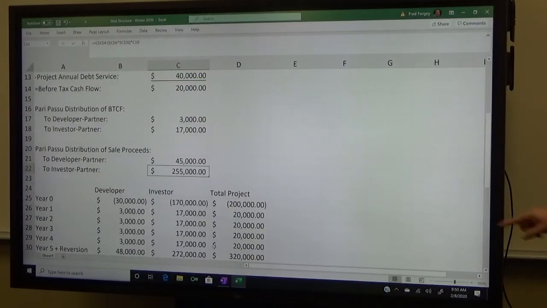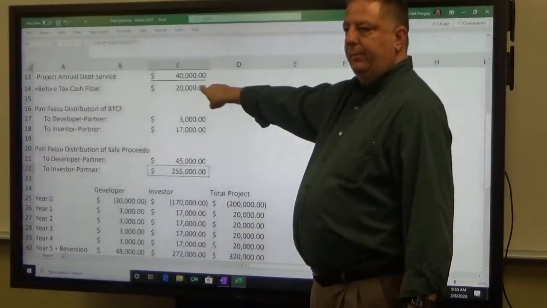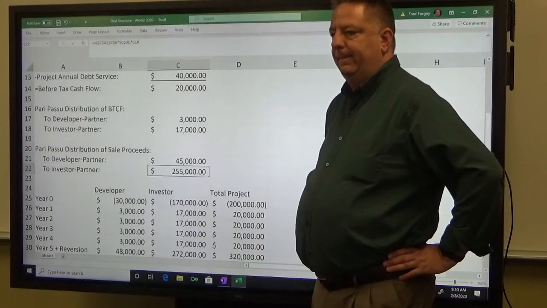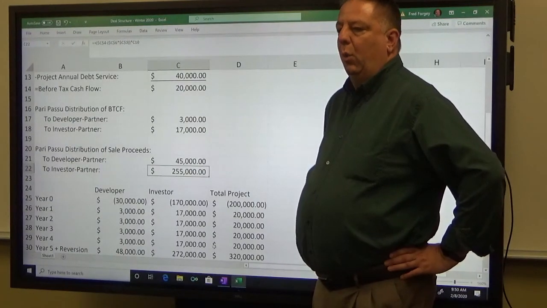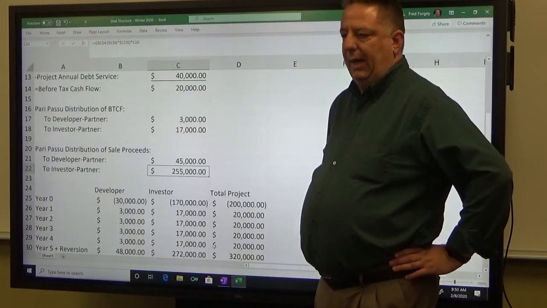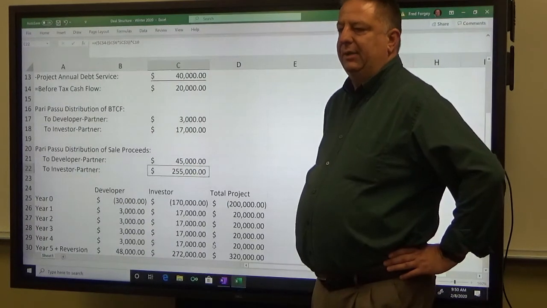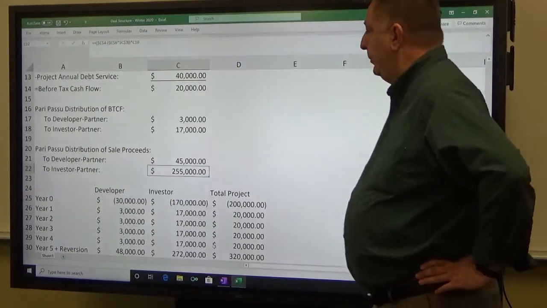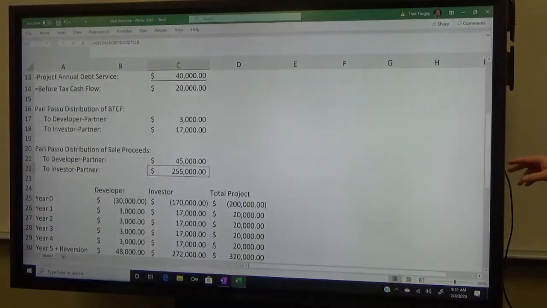Quick question, just to go back a bit. How did you calculate the annual debt service again? 1 million times 0.8, 80%, times 5%. Okay. All right.